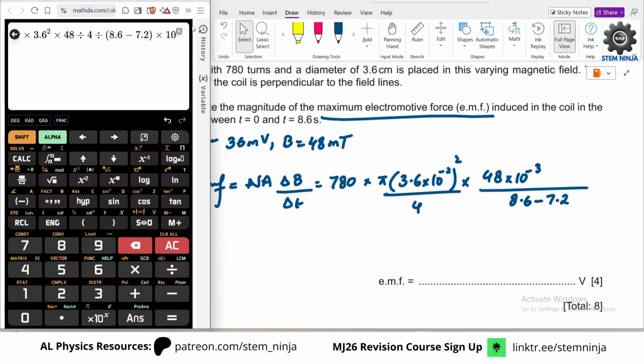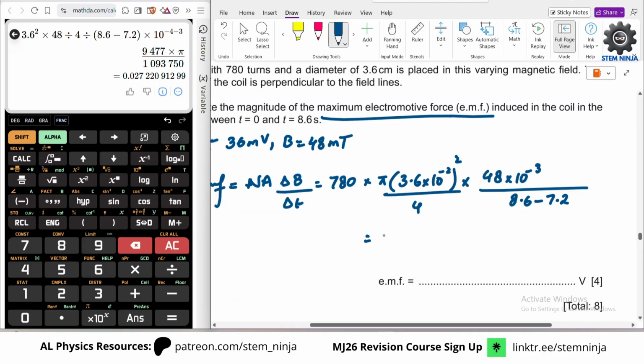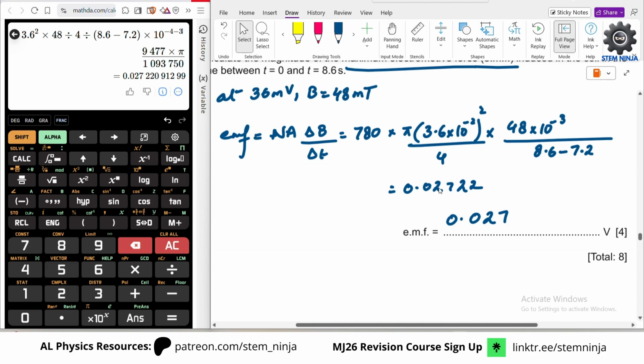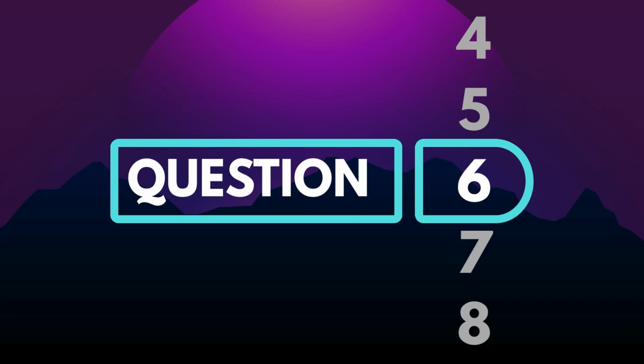Now the powers of 10, minus 4 minus 3, that's it. So that is 0.02722, so that is 0.027 volts. And that's it for this question. Let's move on to the next one.